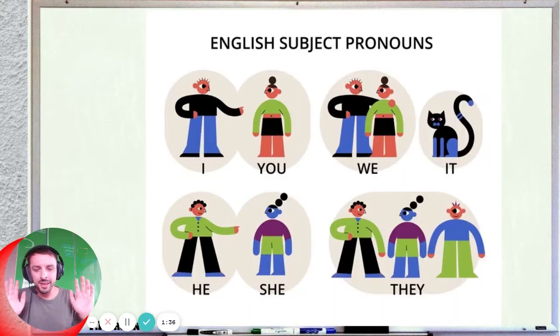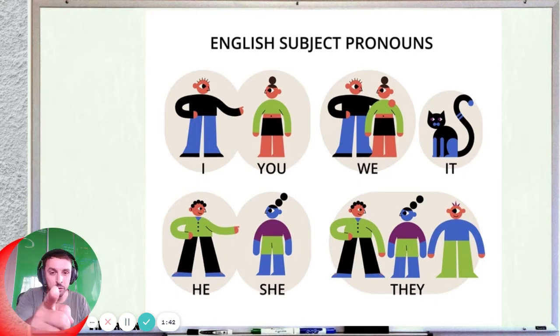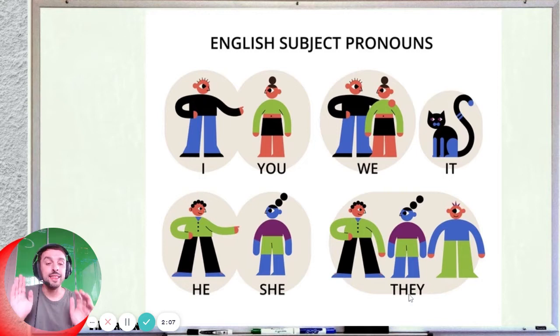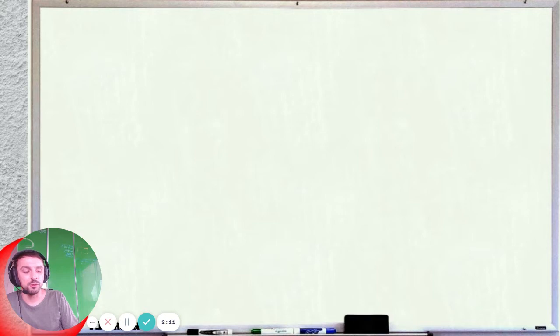Okay. Where'd they go? Okay, here it is. Your English subject pronouns. Okay, we have I, you, we, it, he, she, and they. Okay, I when talking about yourself, you when talking to someone, we, someone you're with, a group you are with, it, a thing or an animal, not a person. He when talking about a boy, she when talking about a girl, and they when talking about a group that's over there. Okay, so there are your pronouns.